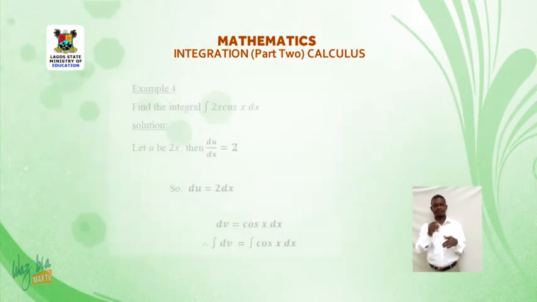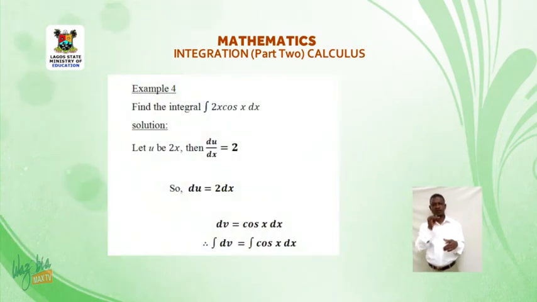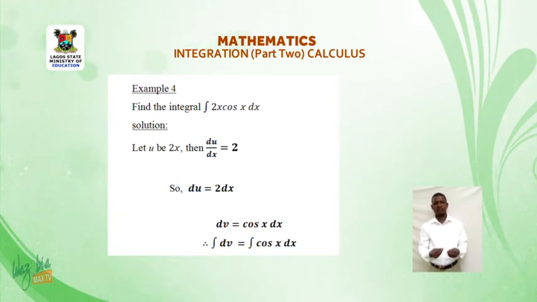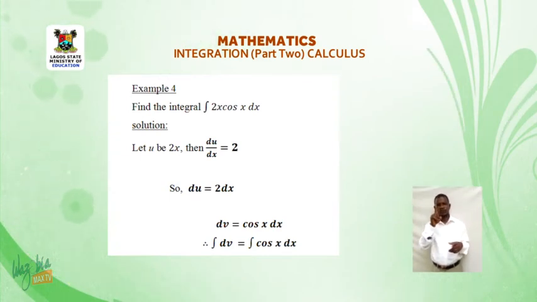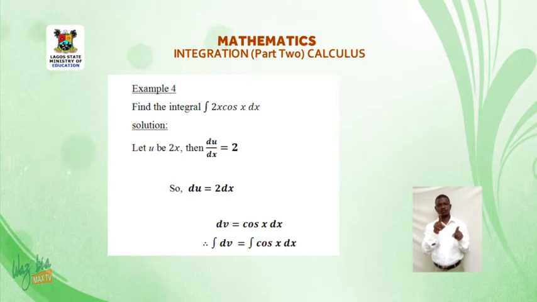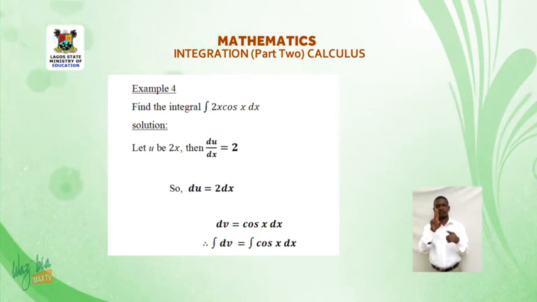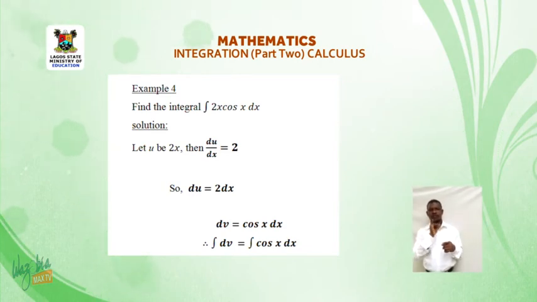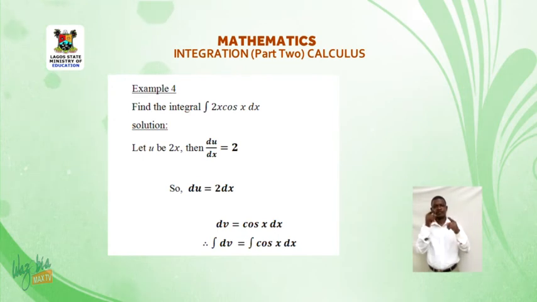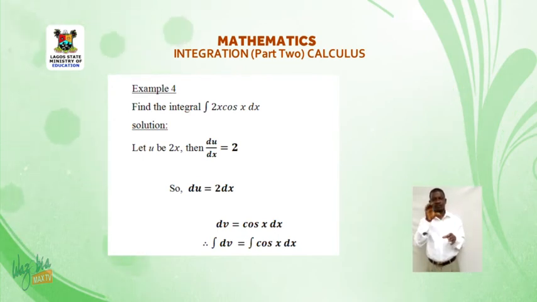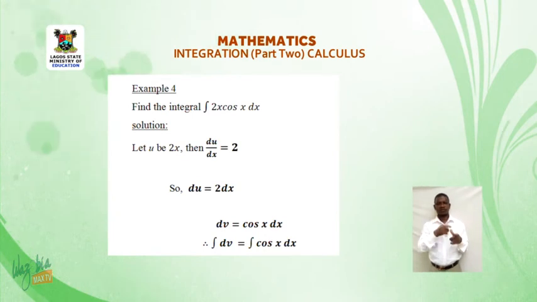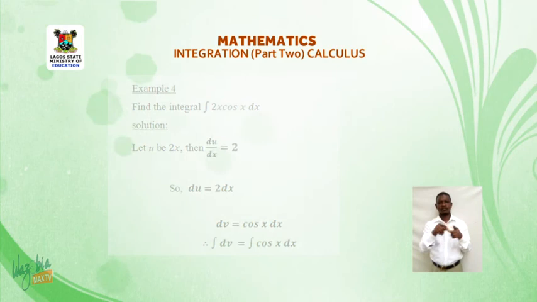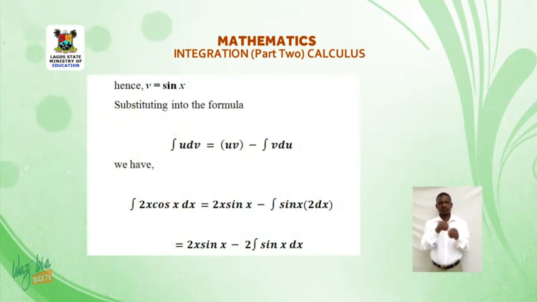Example 4. Find the integral of 2x cos x with respect to x. Solution. Let u be 2x. Then du/dx is equal to 2. So, du is equal to 2 dx. dv is equal to cos x dx. Therefore, the integral of dv is equal to the integral of cos x dx. Hence, v is equal to sine x.